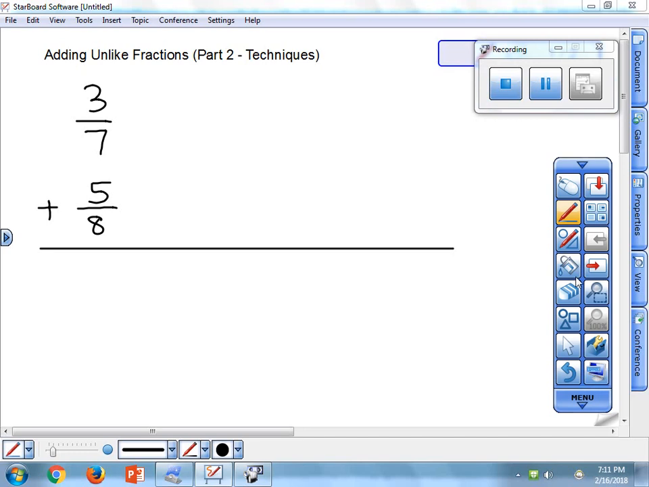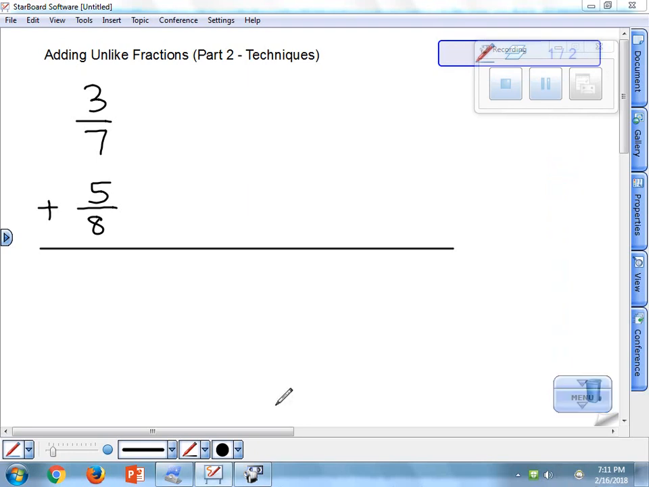As we saw in the last video, I could simply multiply the first fraction's numerator and denominator by 8, which of course is the value of the denominator of the second fraction. I can do the same thing with the second fraction, except here I'm going to multiply the numerator and the denominator by 7. What this does is it creates two equivalent fractions.